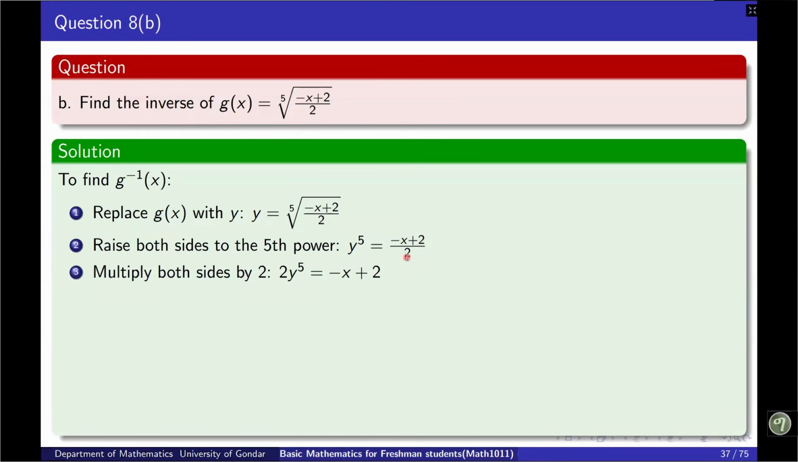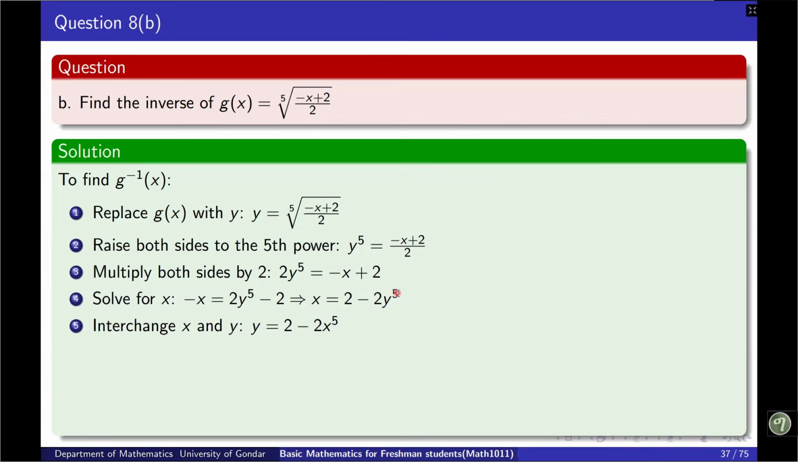And multiply both sides by 2 again, just to make the denominator 1. We have 2 times y to the power of 5 is equal to minus x plus 2. Then taking x to the left and this one to the right side, we have x is equal to 2 minus 2 times y to the power of 5. Then taking the inverse and interchanging x and y, we have g inverse of x is equal to 2 minus 2 times x to the power of 5.